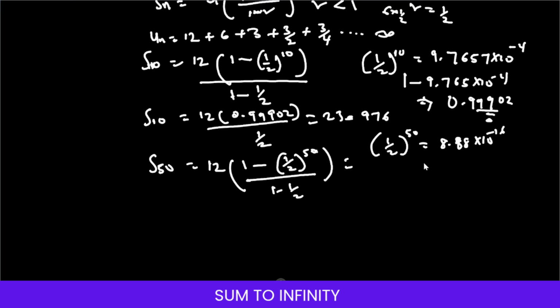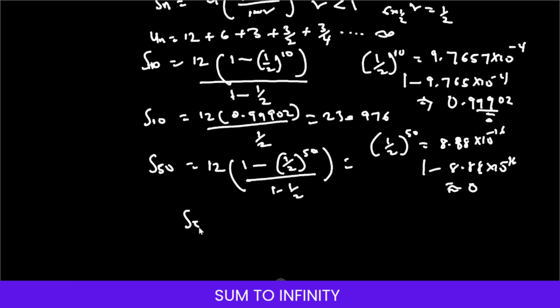Okay, so 1 minus 8.88 times 10 raised to the power minus 16. Okay, there's more to it. I'll just shorten it. This one, the calculator cannot handle it, so it's giving us a corresponding value of 0, right? So we can see clearly that at this point, this one is no more working.